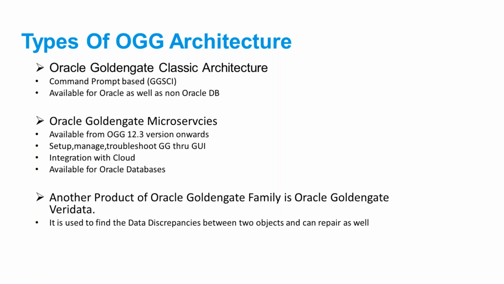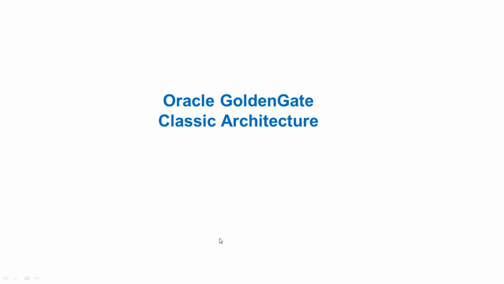Whether you are going for any job, interviews, or certification, you can expect your questions only from classic, microservices, or Veridata. Nothing will come from outside these three. In certification terms, classic architecture is 60 to 70% of the questions you can expect in the Golden Gate certification, which is 1Z0447. Microservices is around 15 to 20%, and Golden Gate Veridata constitutes around 10 to 15% of questions. So Veridata is a separate license product.